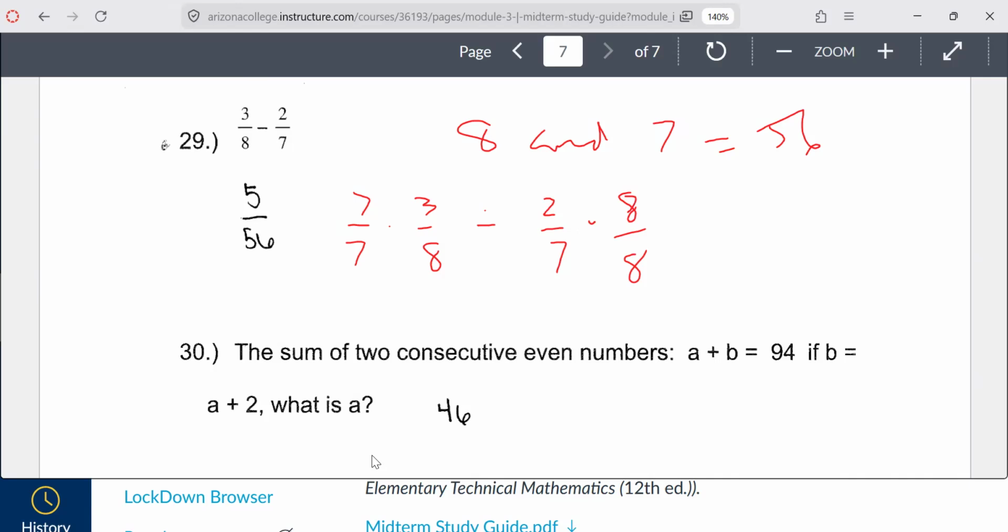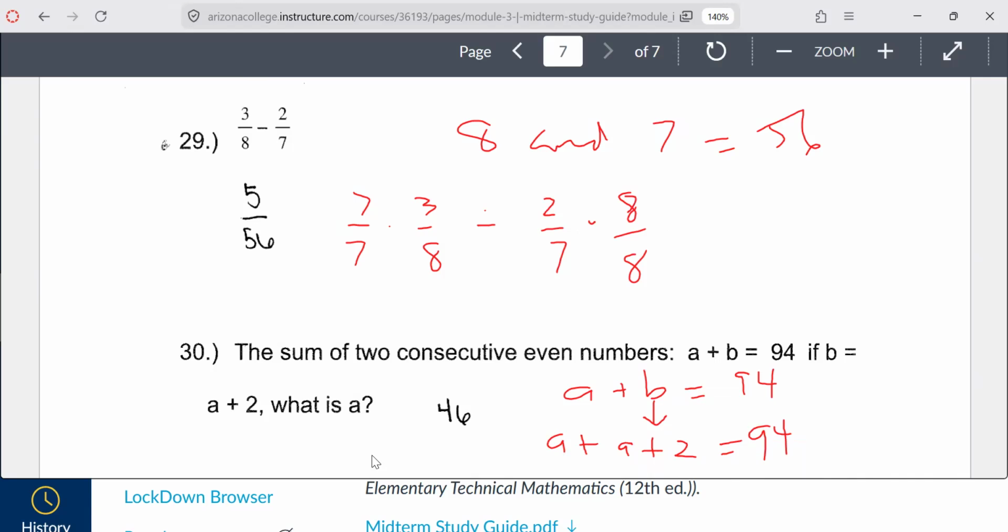Yay! The sum of two consecutive even numbers, a plus b, equals 94. If b is a plus 2, what is a? Wow. So I'm going to write this out. a plus b equals 94. Now b is a plus 2, so I'm going to replace b with a plus 2. And then I solve for a.